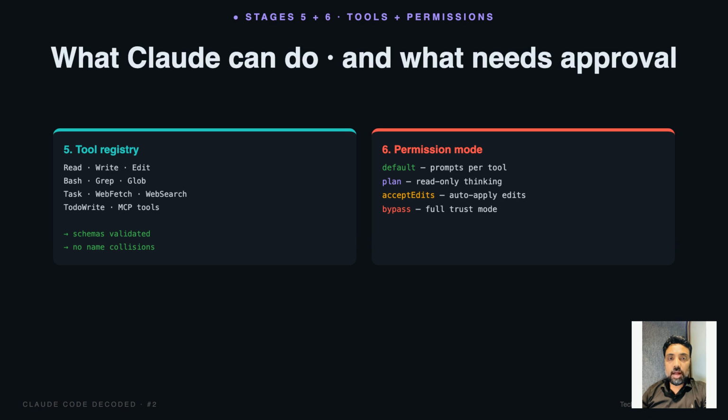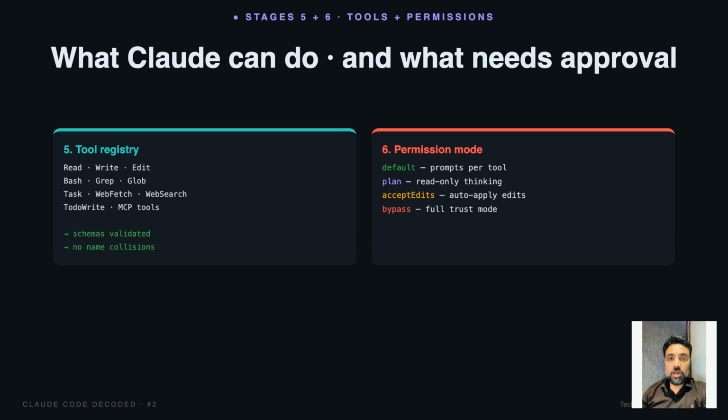The purpose of this stage is by the time the prompt loop starts, Claude knows exactly which tools are available, what they accept, and what they return. The use case for you is this is what determines what Claude can do. If a tool isn't registered, Claude can't use it.